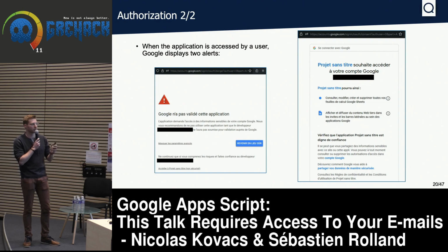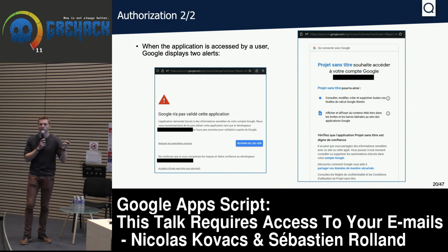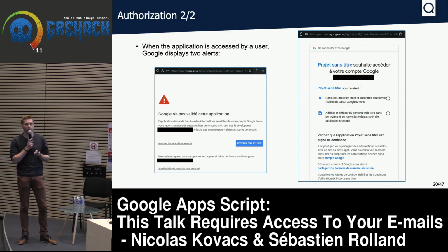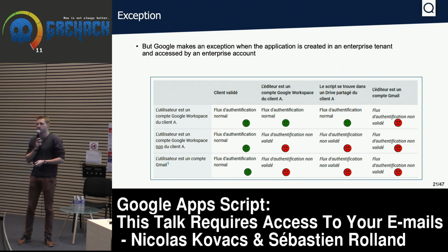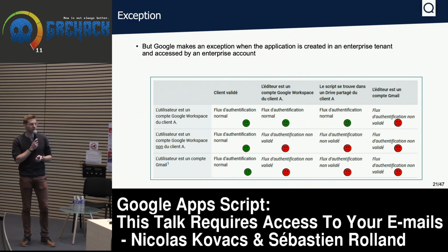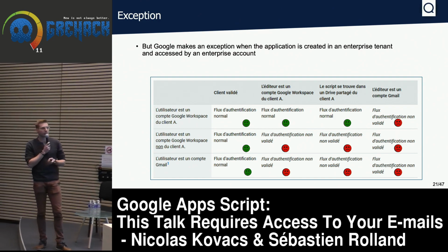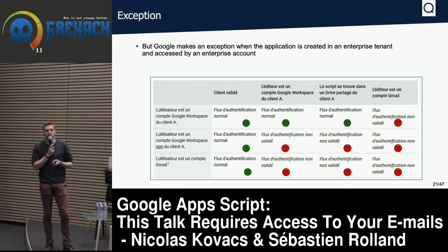So this is always true. You always get a big warning like this when you access someone else's application, except in one case. So let's make it simple, and let's say there are only two different Google accounts: personal and regular user accounts, and enterprise accounts. In a company context, if an employee A publishes an application and an employee B accesses it, there is no warning. This is because Google judges there is a bond of trust between users in the same company.